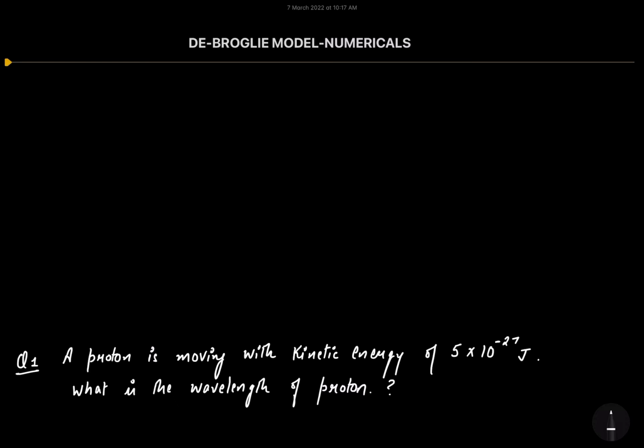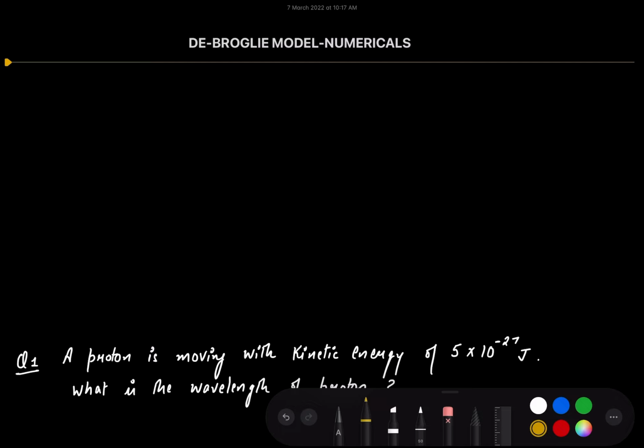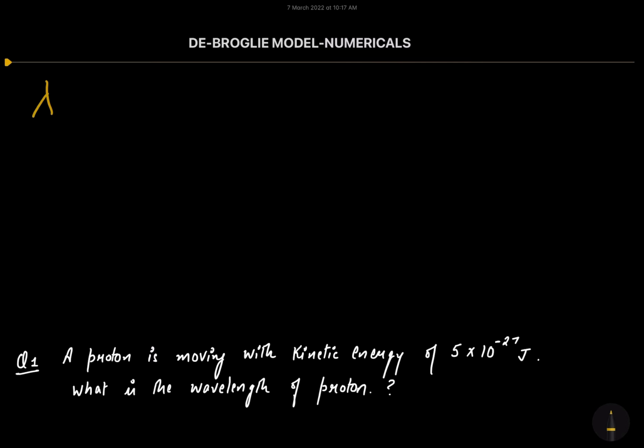My dear students, today I am going to solve some numericals for you on the concepts of De-Broglie model. Before starting the numericals, let me write formulas for you for a little revision. So the very first formula that I am going to use over here to solve the numericals will be lambda is equal to h upon m into v, where h is Planck's constant, m is the mass of moving particle, v is the velocity of moving particle, and lambda is the wavelength of the moving particle.